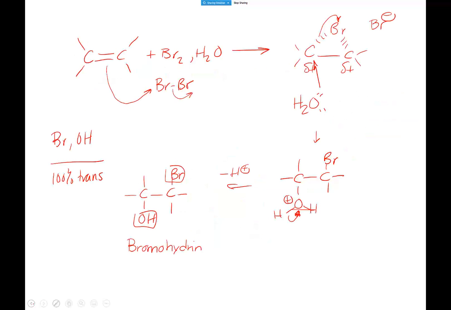So, bromohydrin formation. What am I adding? A Br and an OH. How am I adding it? I'm adding it Markovnikov from the standpoint that the Br plus will add to the carbon with the most hydrogens.